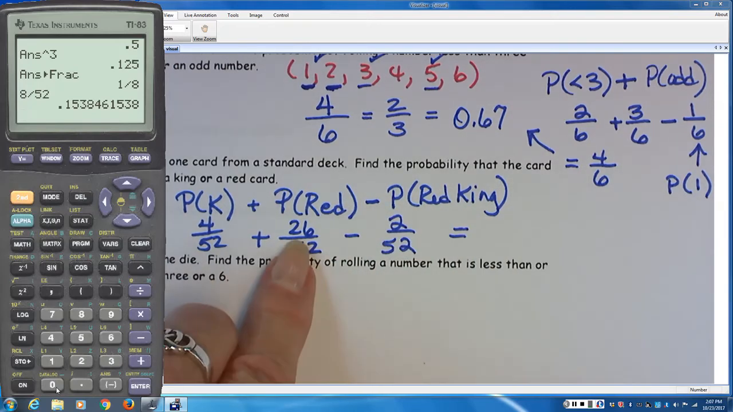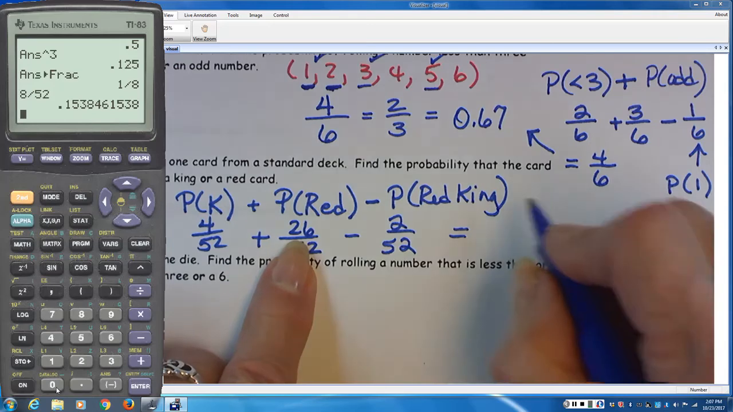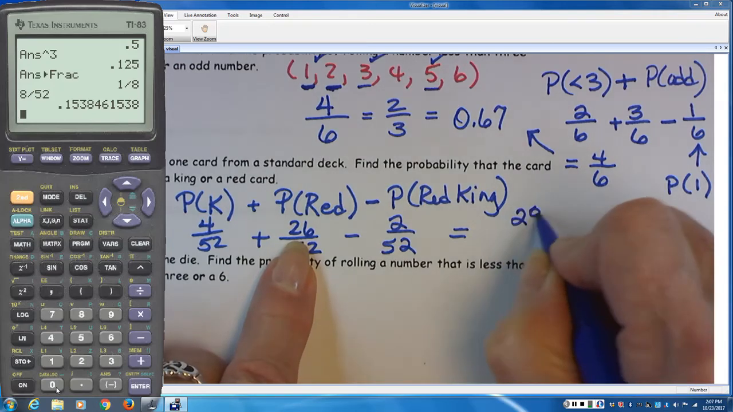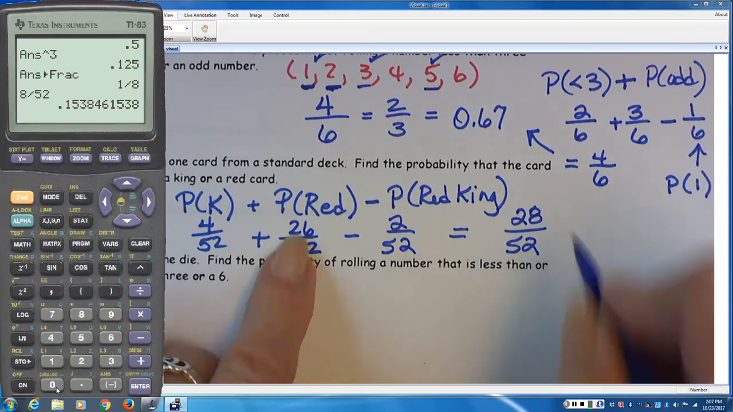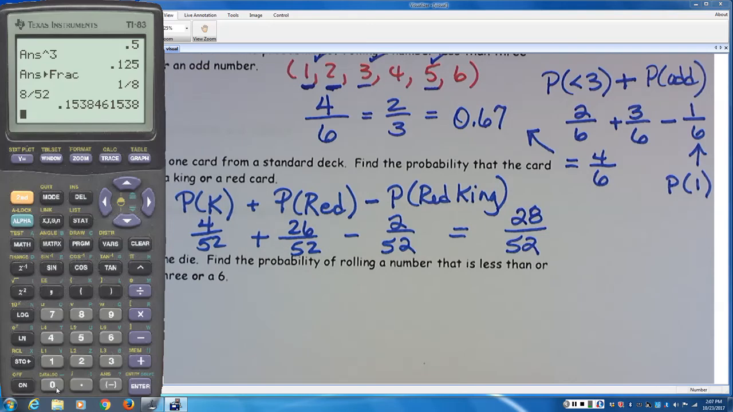So 4 and 26 is 30. 30 minus 2 is 28 over 52, or 7 over 13.